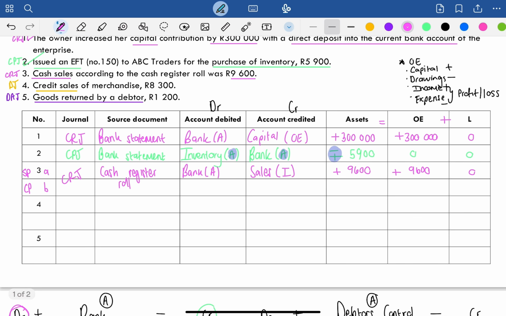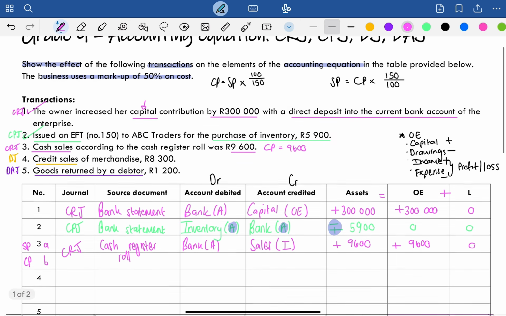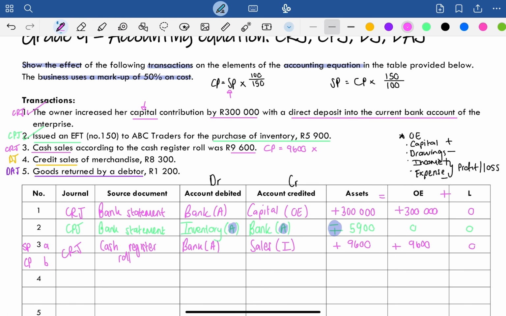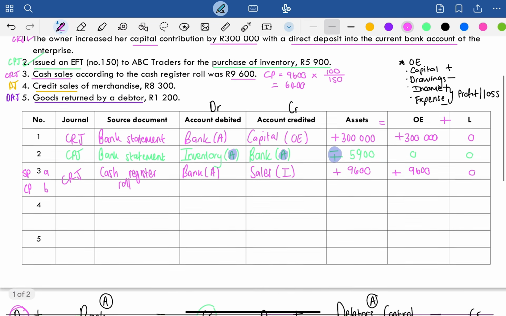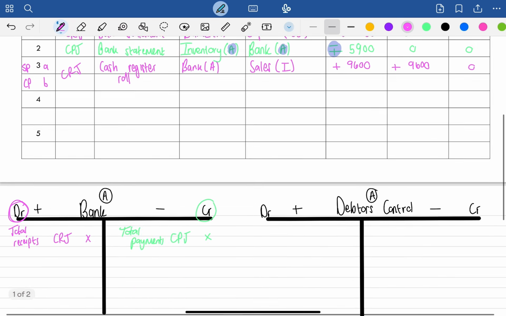But now with part B, this is very important. For part B, we first would need to go and work out a cost price. To do that, I substitute my selling price in, and I then say times 100 over the 100 plus markup, which is 150 in this case. Now, always remember your calculator is very important in accounting. You don't want to do these things off by heart or to try and do them without a calculator. So that tells me if I type that in, my cost price is equal to 6,400. That means that's the amount of stock that I've actually sold.